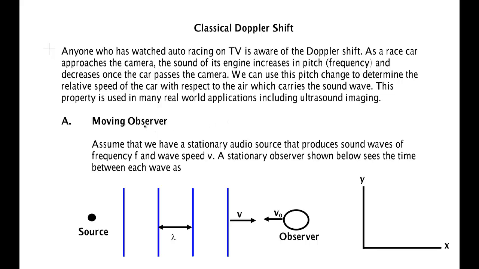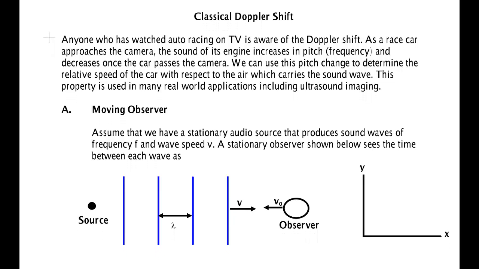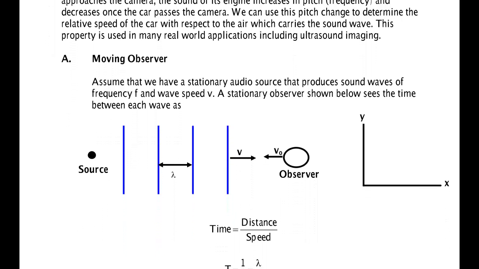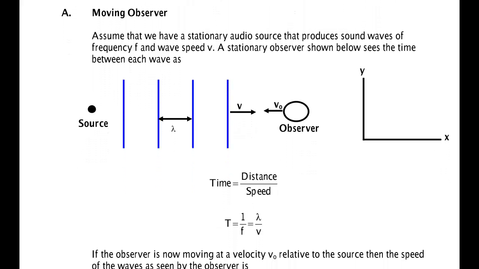We're going to start by considering the case in which the observer who is hearing the sound is the one that's moving, and not the source emitting the sound. And we're going to go through the mathematics of that here. Now, the notes have already been put up on the website for you to get, so all we're going to do here is step through them.